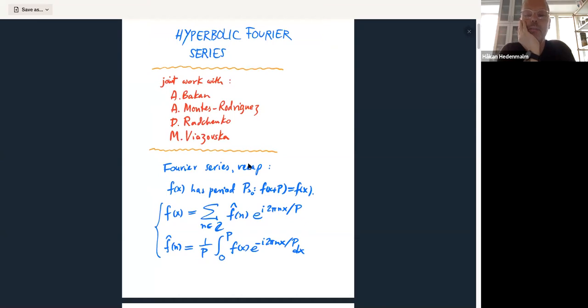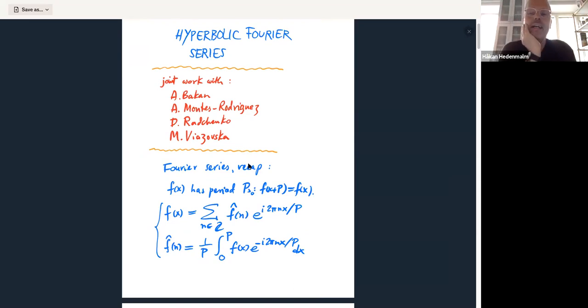a team of people. We are five altogether, and it's Bakan, Montes Rodriguez, Radchenko, and Vyazovska. Okay, so three Ukrainians, one Spanish, and one Swede.